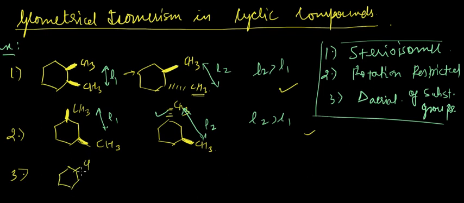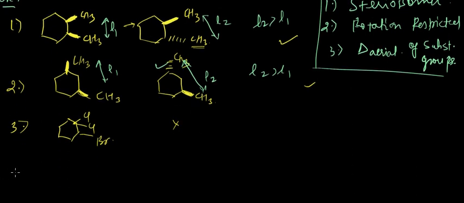Third example: is this compound showing geometrical isomerism? No. Why? Because there are similar groups attached on the carbon atom, hence this is not showing geometrical isomerism.